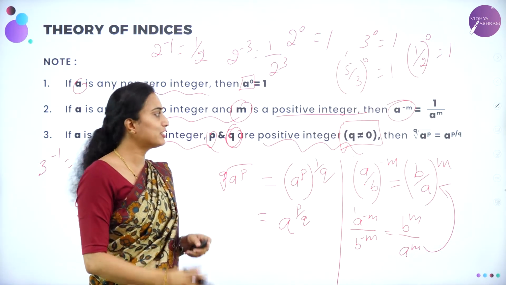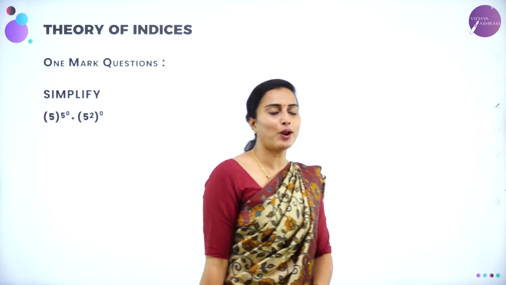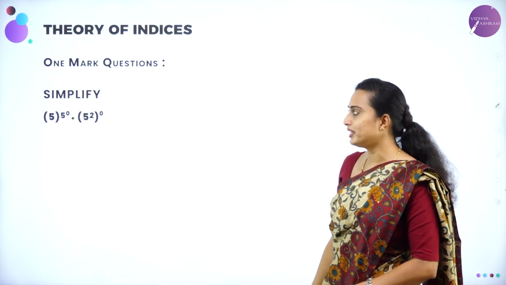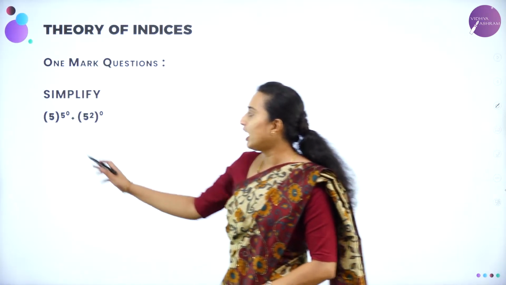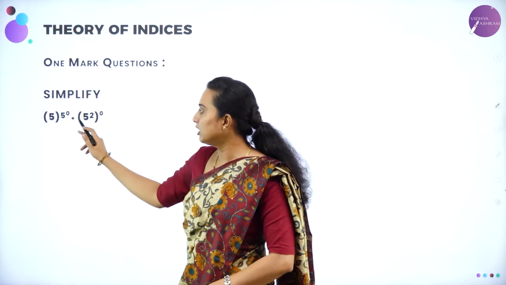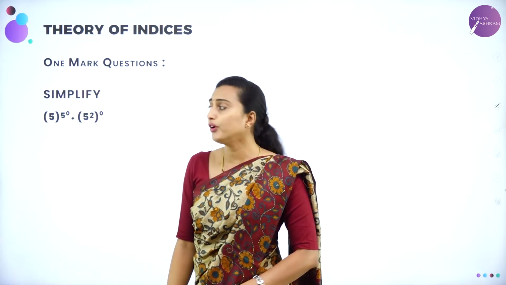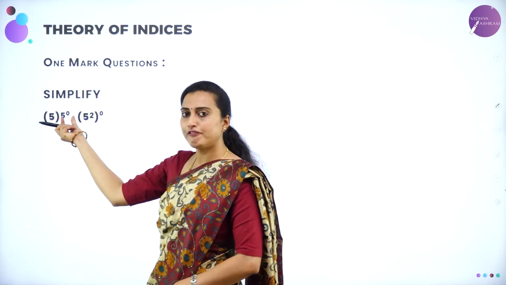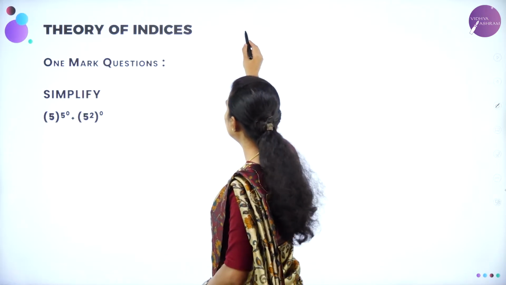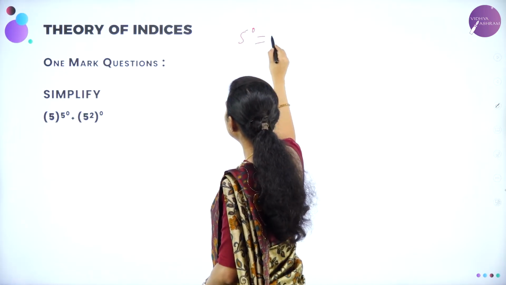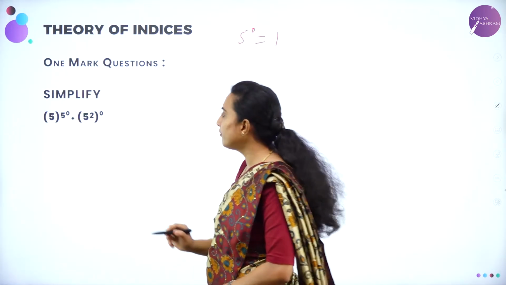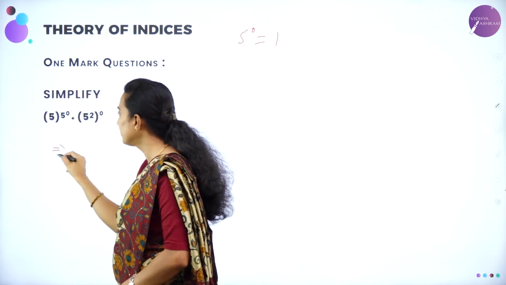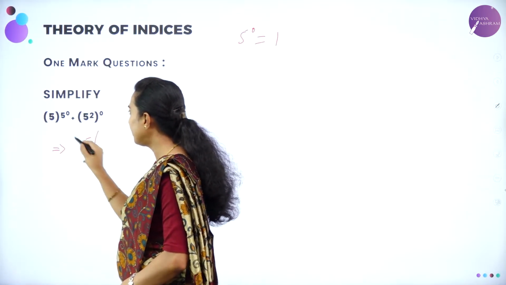Let us move on to solving problems by using those properties. Simplify 5 power 0 plus 5 squared whole to the power of 0. First you are going to write it. What is 5 power 0? 5 power 0 is nothing but 1. Correct? So therefore you are going to write here 5 power 1.